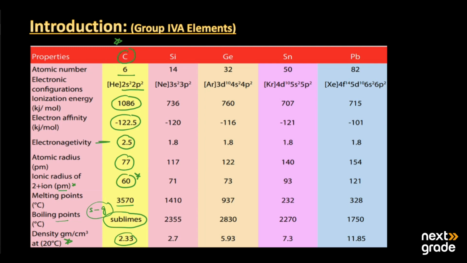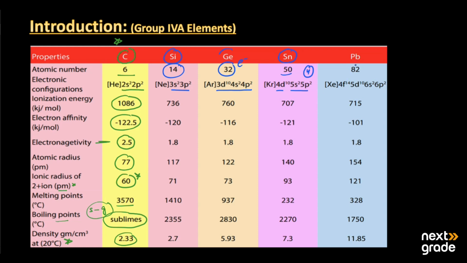After that we have the second element, which is silicon. Its atomic number is 14, and the valence shell electronic configuration is 3s2 3p2. Then we have germanium. Its atomic number is 32, so it has 32 electrons, and the valence shell is 3d10 4s2 4p2. Then we have tin. Atomic number is 50. Valence shell electronic configuration is 4d10 5s2 5p2, with 4 electrons in the valence shell.